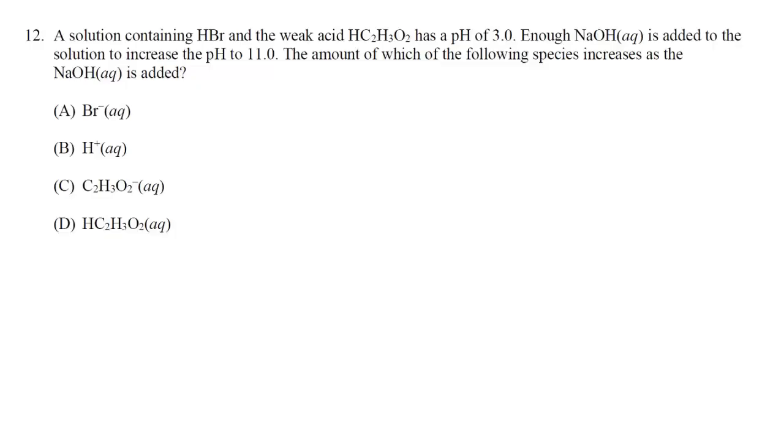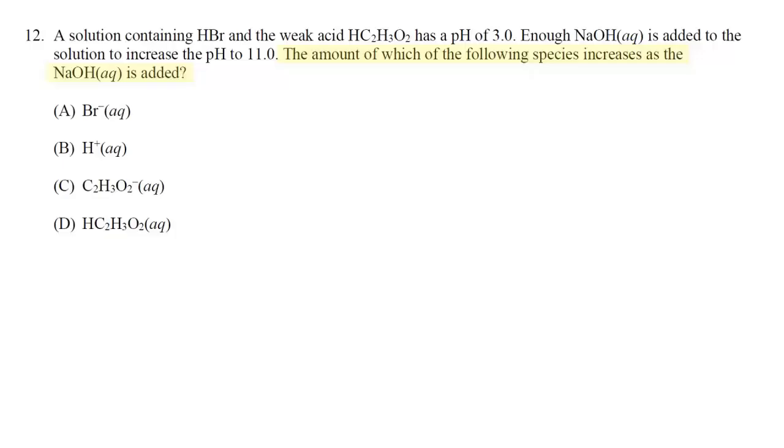Enough sodium hydroxide is added to the solution to increase the pH to 11. So we're increasing the pH from 3 to 11. That indicates that an excess amount of sodium hydroxide was added to the solution. Now here comes the question. We've got 4 chemical formulas listed in this question. It says the amount of which of the following species increases as the sodium hydroxide is added.